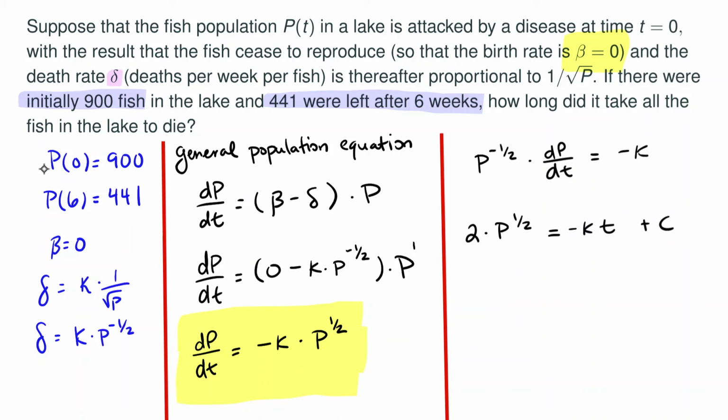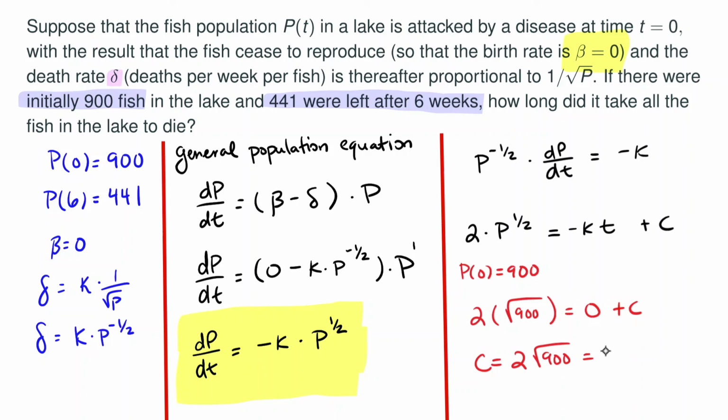And to find these two constants, we'll need to use our two fixed points of information. Let's first use the initial value, because by plugging in 0 to t, this term will disappear, which will allow us to get down to an equation in only one variable. So using this information, we know 2 times the square root of 900 equals negative k times 0, plus c. So c is equal to 2 times the square root of 900, which is 2 times 30. So our c is equal to 60.